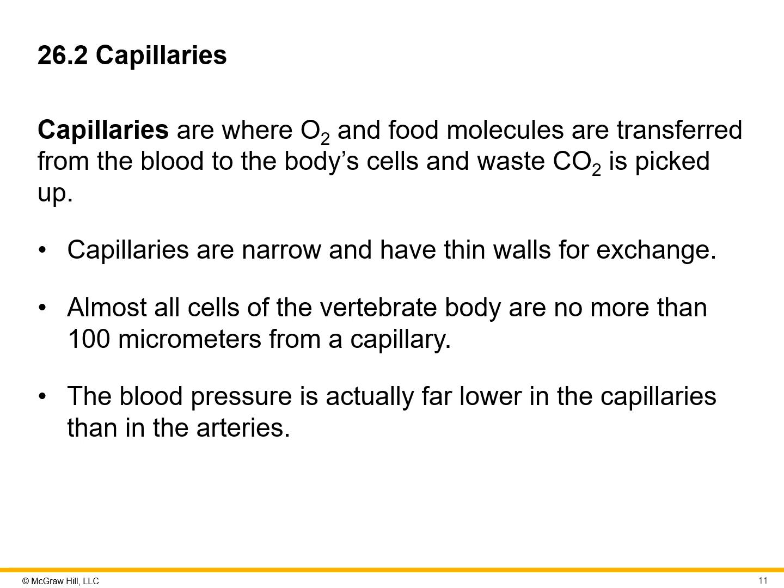All right, so then at the capillaries, again, this is where oxygen and food molecules are transferred, and then the cells will pick up waste and carbon dioxide. So they drop off one thing, pick up another. They are very narrow with very thin walls to allow that exchange to occur. Almost all the cells are no more than about 100 micrometers from a capillary. So they're very close to the capillaries to allow them to be supplied with oxygen and nutrients and dump off their carbon dioxide and waste. Because of that, the blood pressure is actually pretty low in the capillaries compared to the arteries.